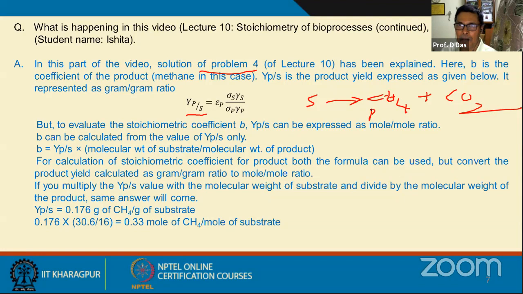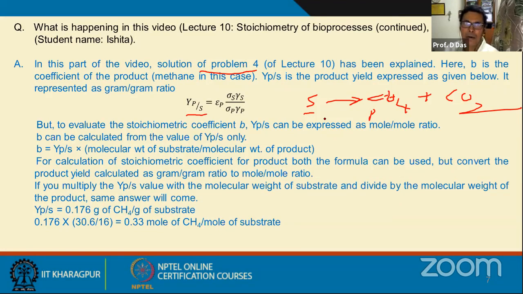Main product is the carbon dioxide. So that Yp/s is the gram of methane produced per gram of substrate, might be your kind of organic material, and gram of substrate that is utilized, not gram of substrate added. You should remember two things: one is the amount of substrate that is added, and the other is the amount of substrate that is utilized. Now this stands for gram of substrate that is utilized. So Yp/s is equal to gram of product formed per gram of substrate utilized.